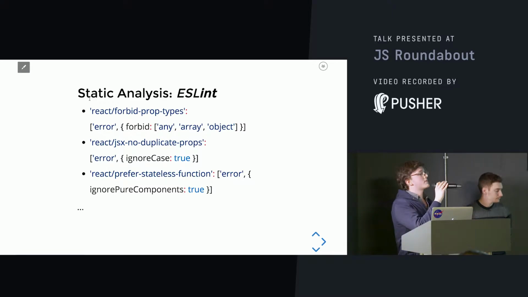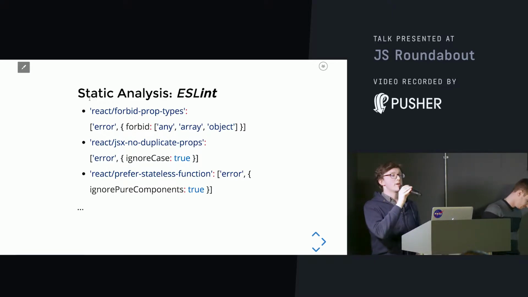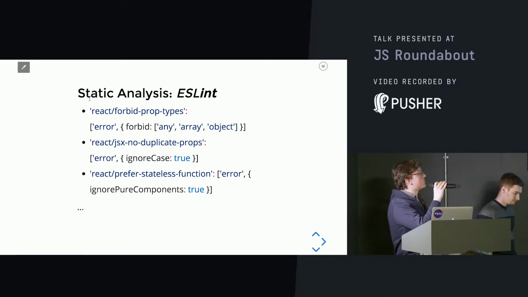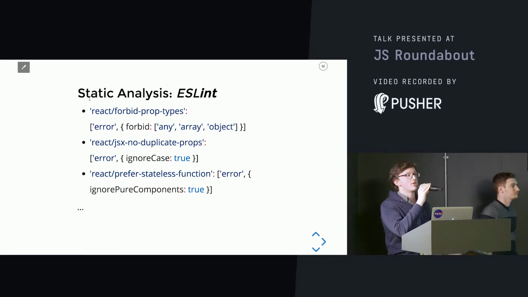So forbids certain prop types. Prop types are where you define what your component expects to get. It prevents duplication of prop types, and it makes you write components as functions when you don't need more complex code.